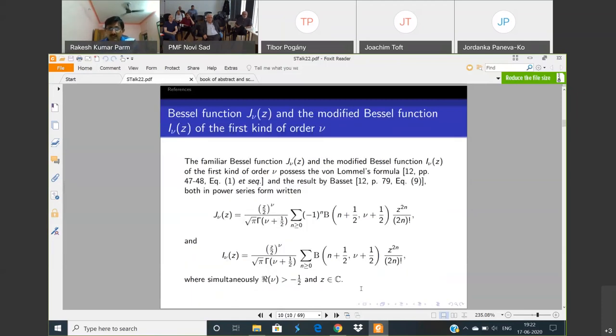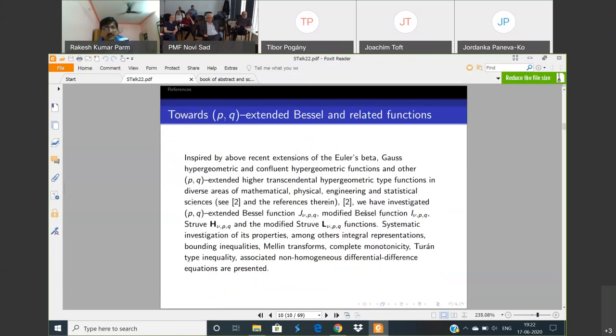The familiar Bessel functions and the modified Bessel functions of the first kind of order nu possess the von Lommel formula and the result by Bessel, both in power series form, which can be written in the form of the beta function. Inspired by the above recent extensions of Euler's beta, Gauss's hypergeometric and confluent hypergeometric functions, and other pq-extended higher transcendental hypergeometric type functions in diverse areas of mathematical, physical, engineering, and statistical science, we investigate here the pq-extended Bessel function, modified Bessel function, Struve function, and modified Struve function. Various other properties, among them integral representations, bounding inequalities, Mellin transform, complete monotonicity, Turán type inequality, and associated non-homogeneous differential equations, are also presented.